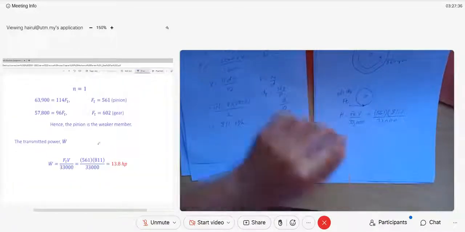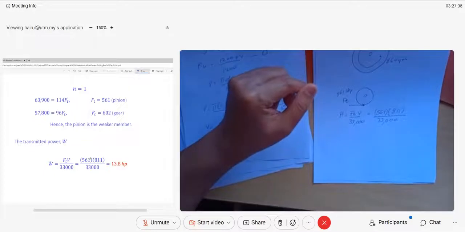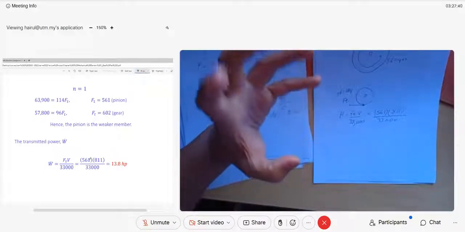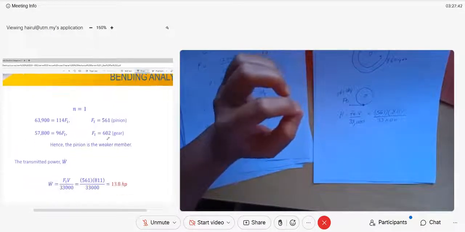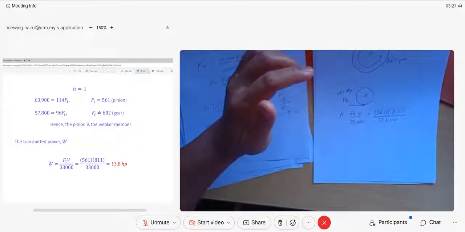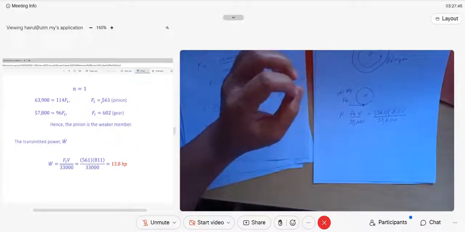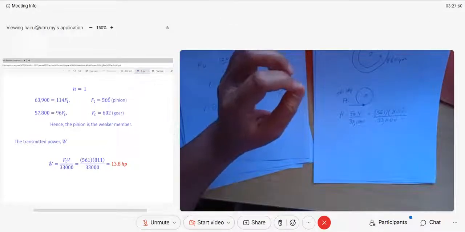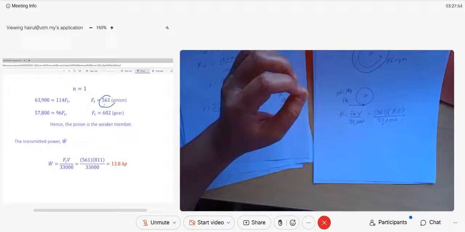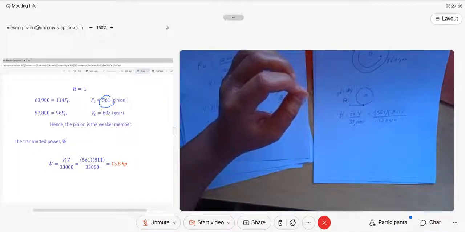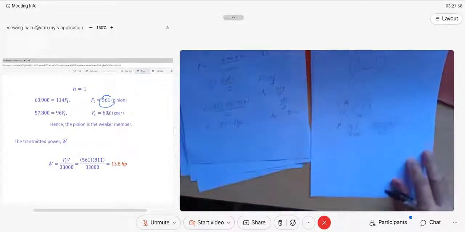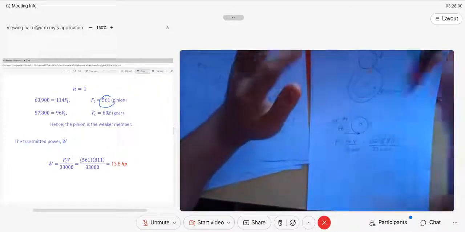Why did they choose the pinion? Why don't they take the maximum, the gear? We have two cases, right? FT for the gear is 602 pound, FT for the pinion is 561. Why do they take the minimum? Why don't they take the greater one? I just want to ask you guys, why do they take the minimum F tangent that we can get?